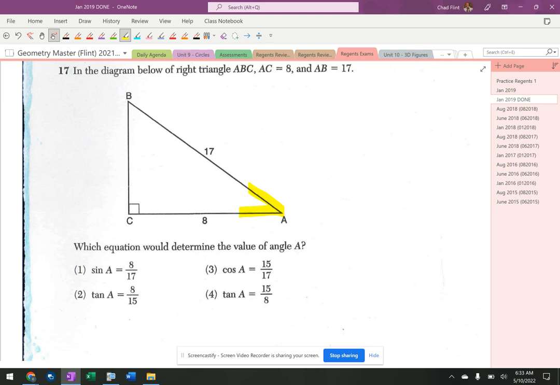Now, angles and sides, that has to be sine, cosine, tangent. So SOHCAHTOA. And you've more than likely heard me say this before. Sine, cosine, tangent is one of the most heavily tested topics on the Regents exam.